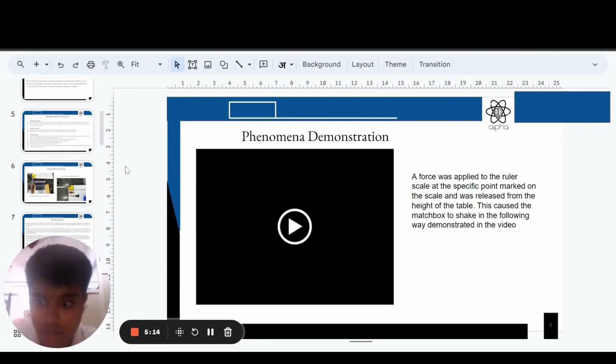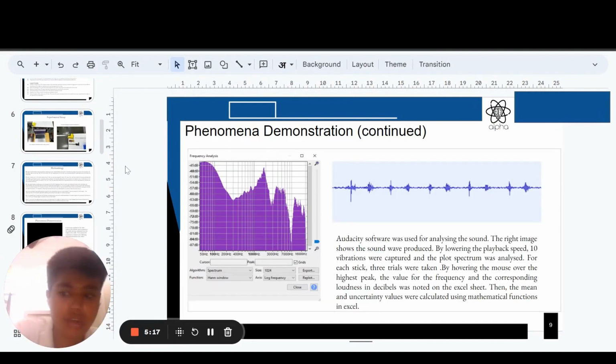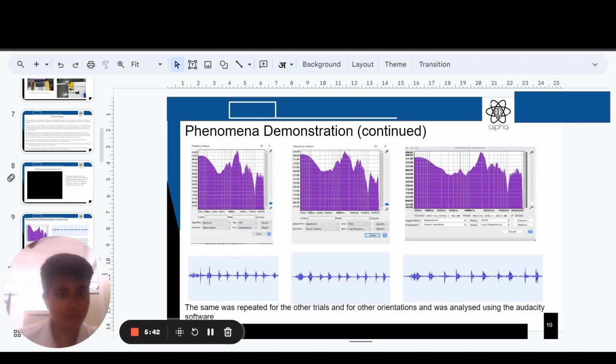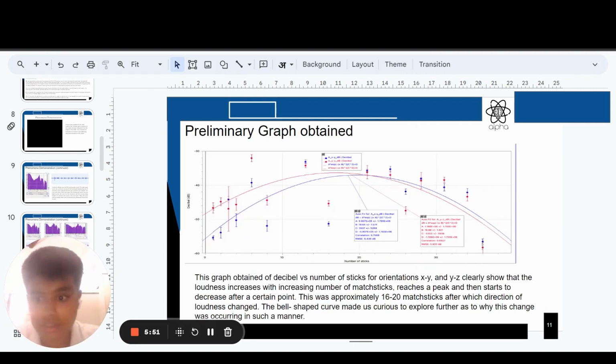So this is the next slide. I use Audacity software. Basically, I used plot spectrum in order to get the highest frequencies and decibels of sound for the first 10 peaks. As you can see, there are 10 peaks which were differentiated from the whole audio, and then I used plot spectrum in order to find out the highest frequency and the loudness. These are the values, and this is the way I did it for different numbers of matchsticks, different orientations, and different matchboxes, and this was the graph I obtained. This graph was obtained of decibel versus number of sticks for orientations X, Y, and YZ.